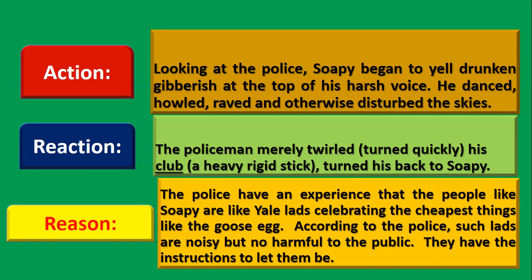Sophie could not attract the police's attention because the police were used to such things, and therefore they tell the other people that Sophie is one of the lads celebrating a very minor thing, and these guys are not harmful to the society. The police department has instructions not to arrest them, and therefore Sophie's fourth attempt got a failure.